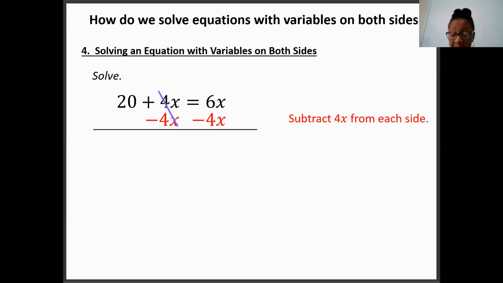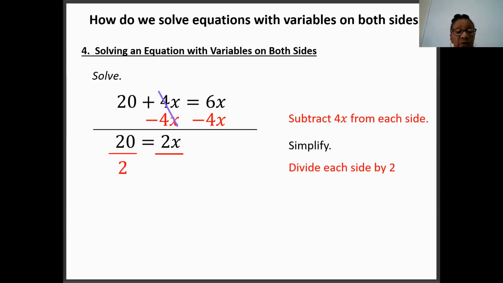And now we will have to simplify. So now on the left side, we have 20. On the right side, we have 2x. Are we finished? No, we still need to find x. So what should we do now? 2x means x times 2. So we divide both sides by 2. And your working should look like this.